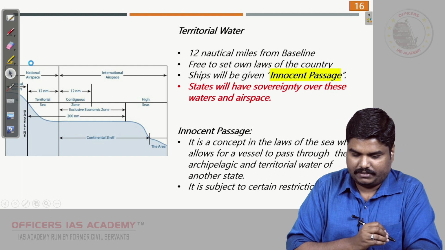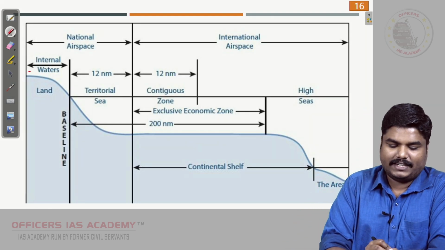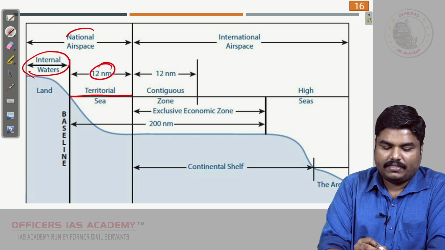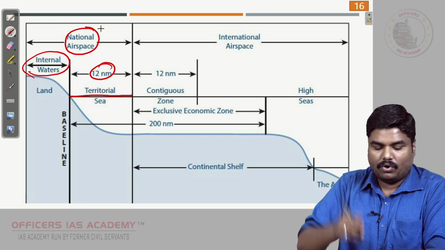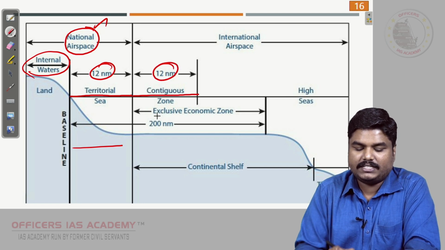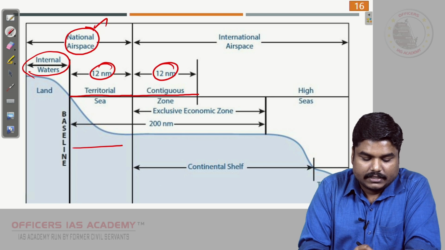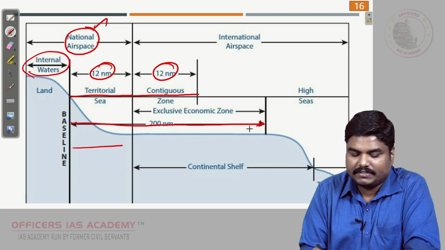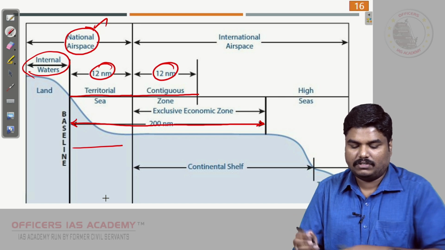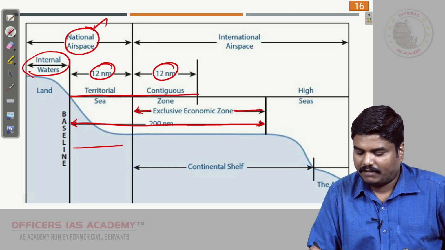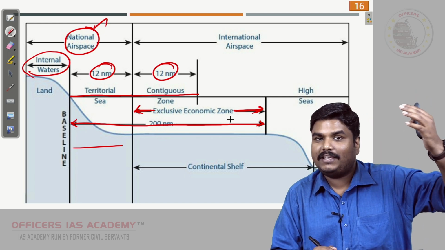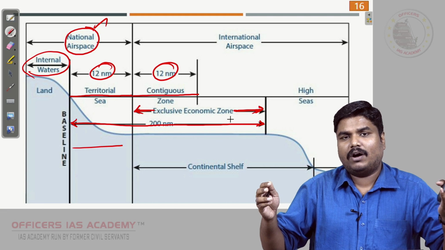So now let me show you this image. You know what internal waters are. Then comes the 12 nautical miles territorial sea. In this area we have complete sovereignty over the water as well as the airspace. Then comes the 12 nautical miles contiguous zone. Okay, this 200 nautical miles region is called the exclusive economic zone. It is in this region that navigation is completely open to all, right.